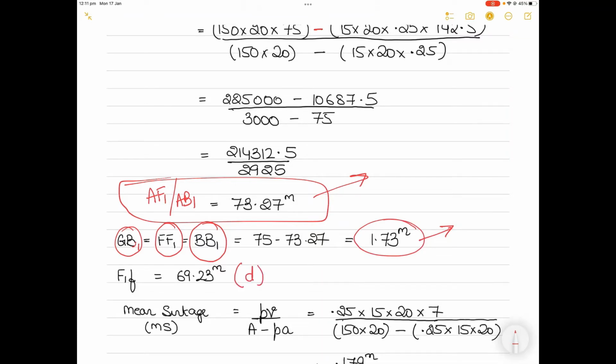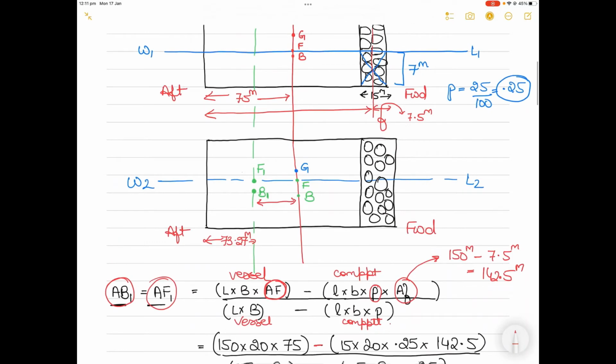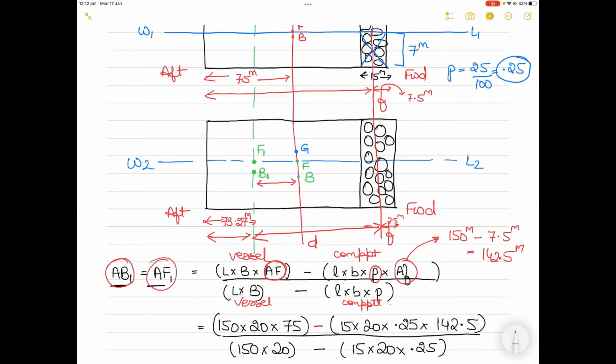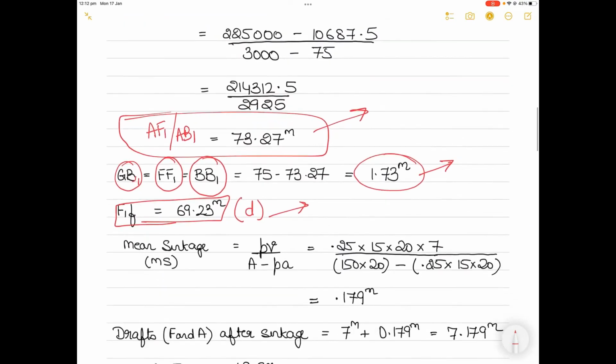And the final distance you have to know, and we can call it D as well, is the distance from the new center of flotation to the center of the compartment. This we can call distance D, and you can of course measure it because you know the total length is 150. This is 7.5 meters. You can deduct it and then also deduct 73.27, and you will get 69.23 meters. Alright, because you know the rest of the distances, I'm not explaining this. I'm sure you can find your way to find the distance from F1 to F. We call this F, small f.